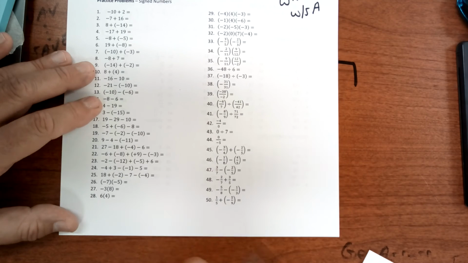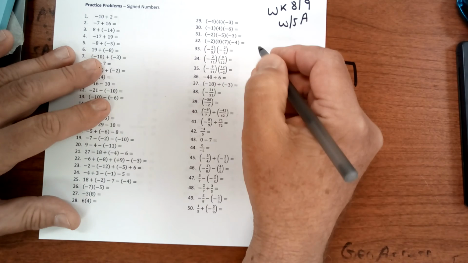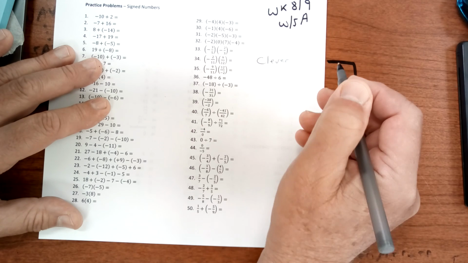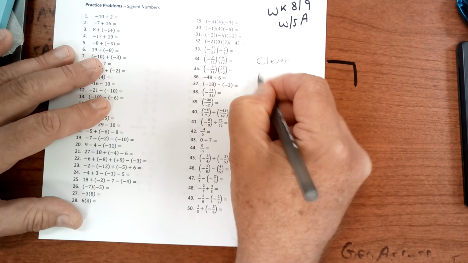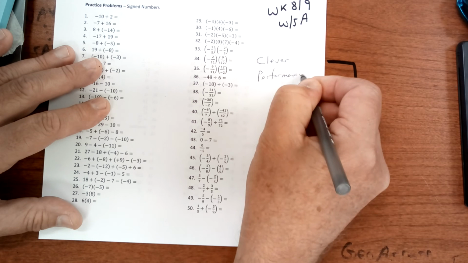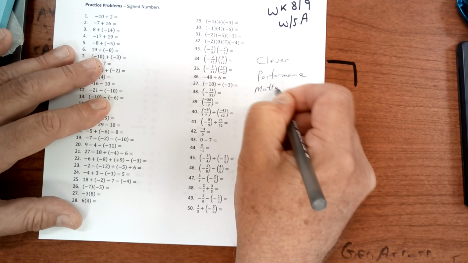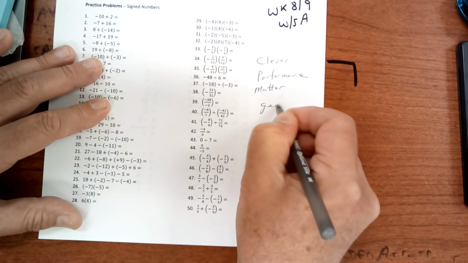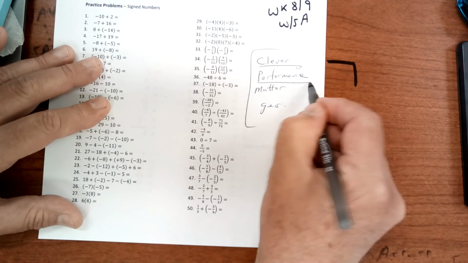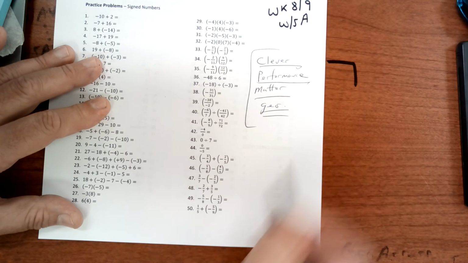All right, now take a look. Get your laptop out and go to Clever, okay? And look for Performance Matters. And you're looking for the geometry test. So find it, log in, go to Clever, find Performance Matters, and start taking that test right there.